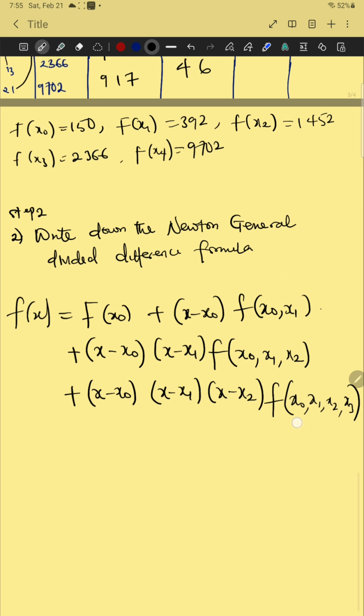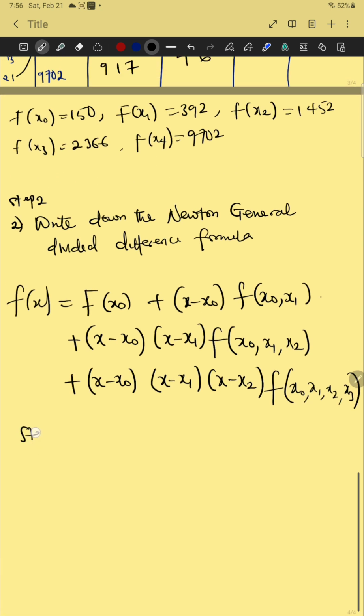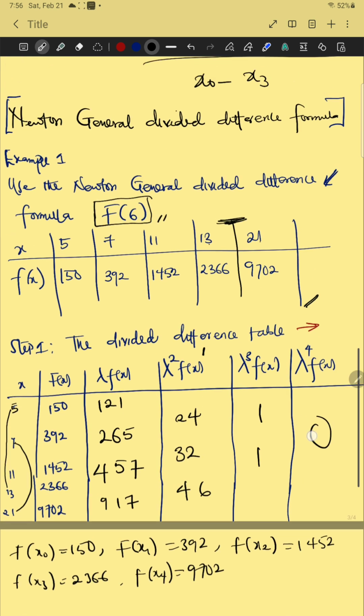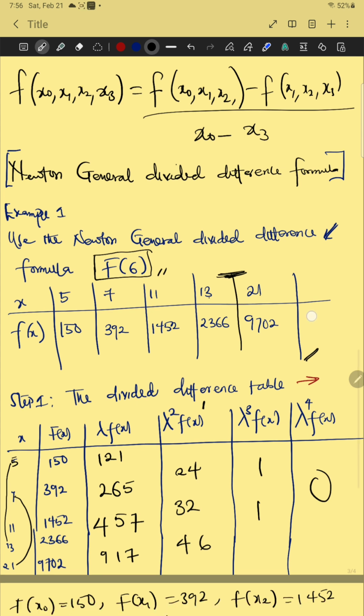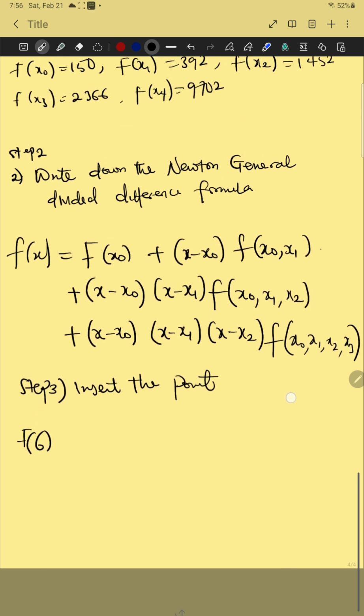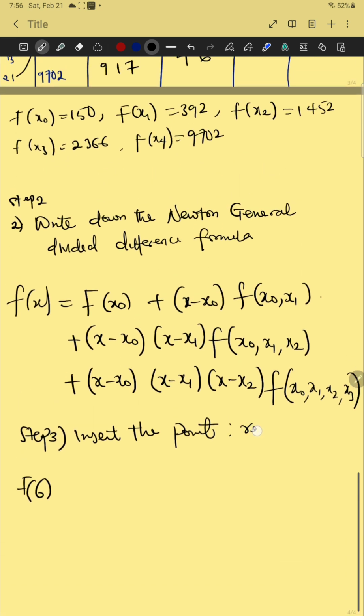So after writing it out, then step 3 is to insert the points. So let's insert the points quickly. So we have f of 6. Meanwhile, we are looking for f6. You see? So you use the Newton general divided difference formula to find f of 6. So anywhere we see x, replace x with 6.